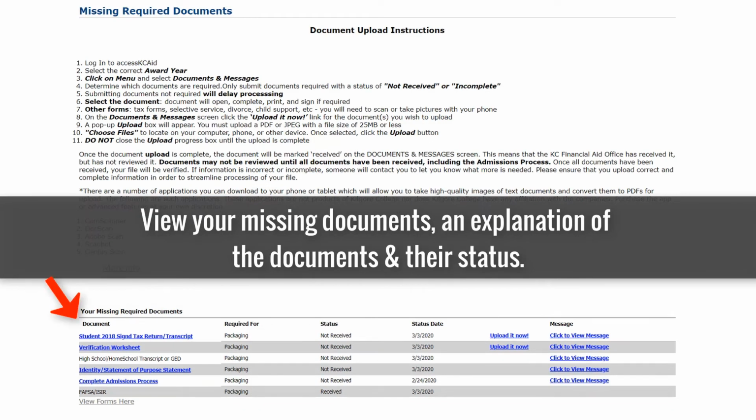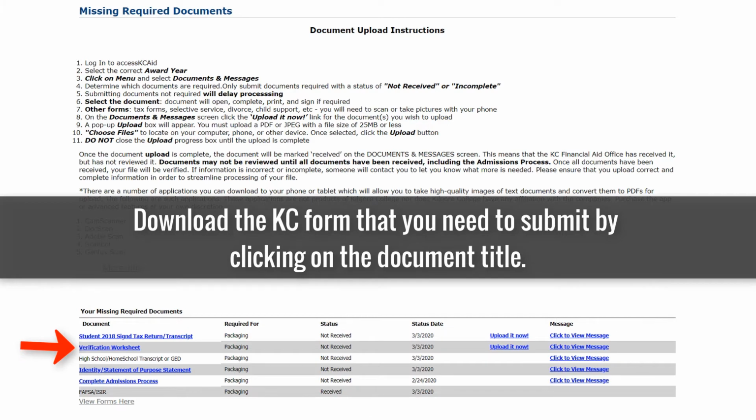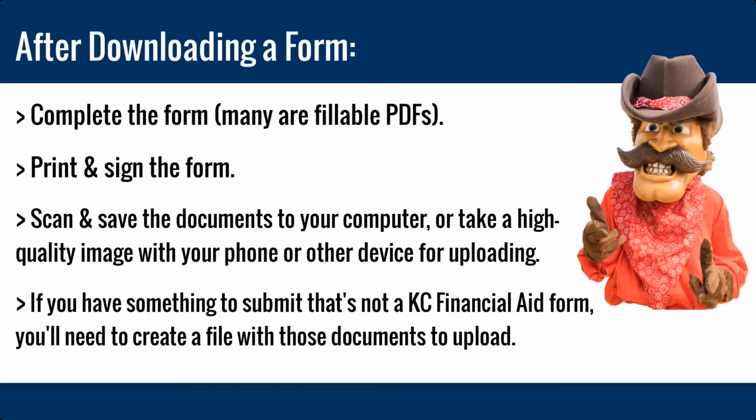View your missing documents, an explanation of the documents and their status. Download the KC form that you need to submit by clicking on the document title. After downloading a form, complete the form. Many are fillable PDFs. Print and sign the form.